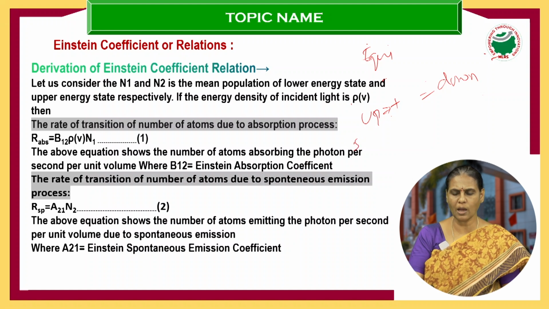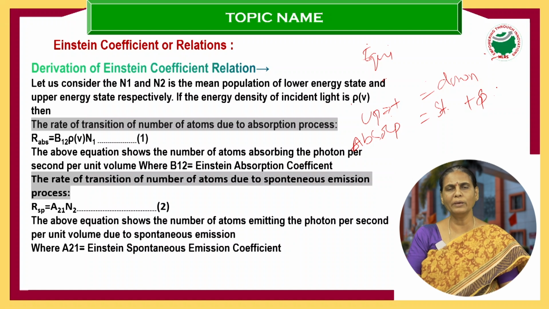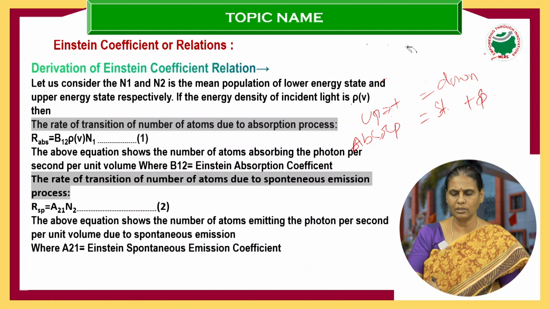What is the upward transition process? That process is absorption, stimulated absorption. The stimulated absorption must be equal to the sum of stimulated emission plus spontaneous emission. Now, what is the equation for absorption? That is B12 N1 rho of nu.